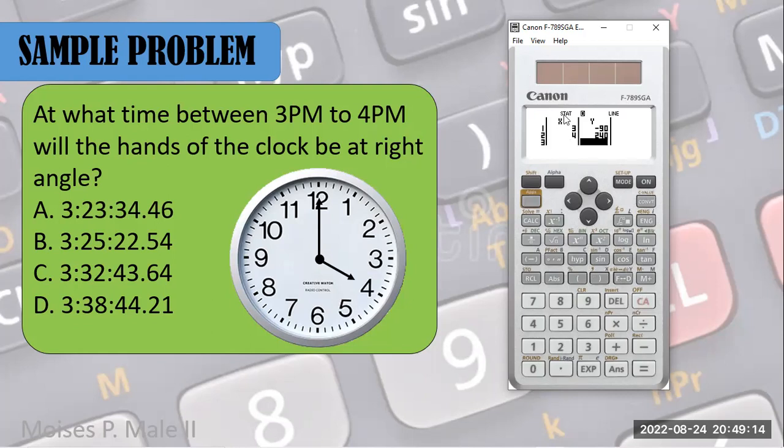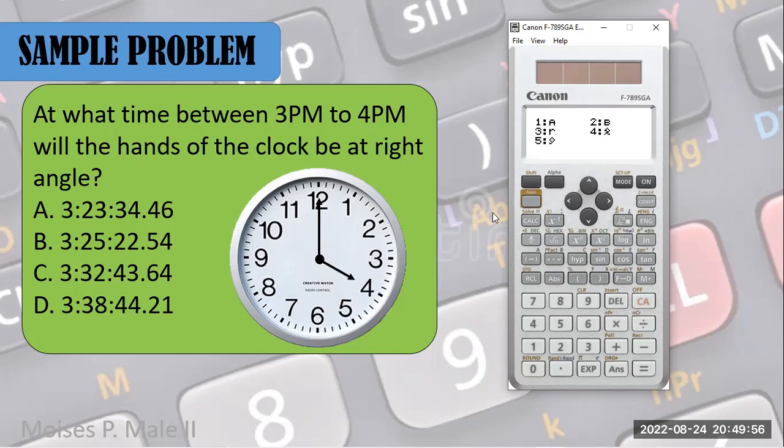So what we need is the x value because this is the time. So we need to get the time when the angle is a right angle. So that means after 3 p.m., because 3 p.m. is also a right angle, right? So after 3 p.m., since there is no exact 3 o'clock here. So we need to get the angle of positive 90 degrees. So what we are looking for is the x value, so x hat. So we need to input the y value. What is the y value? 90. Then reg, then x hat.